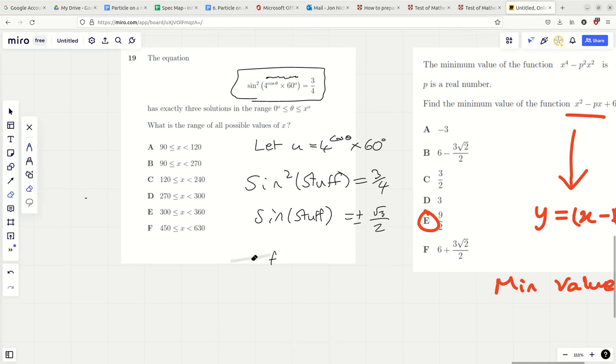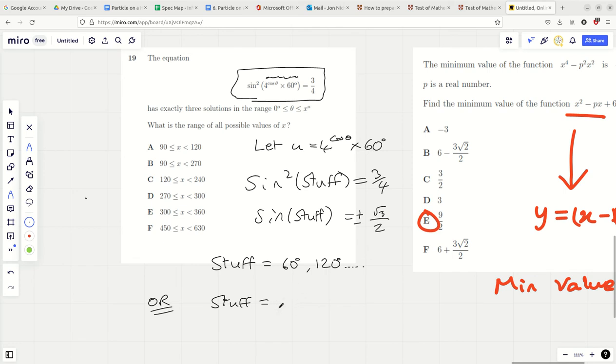Let's do this carefully. This means either the stuff equals inverse sine of positive root 3 over 2, which is 60. Don't forget you always get other values though, so we'll write one of them down and put dot dot dot just to remind us. Or stuff equals, when you do inverse sine of minus root 3 over 2, minus 60.